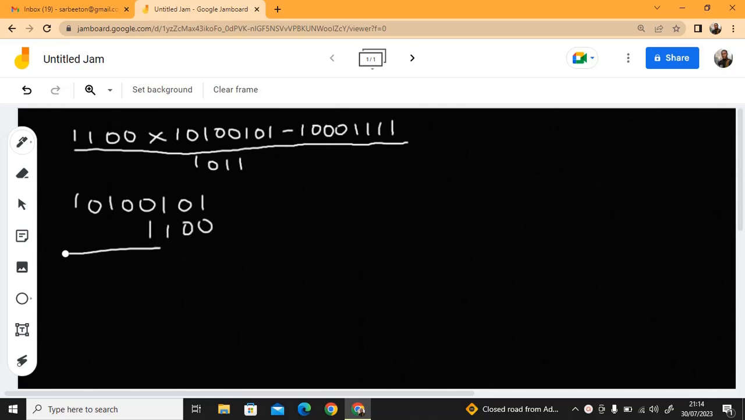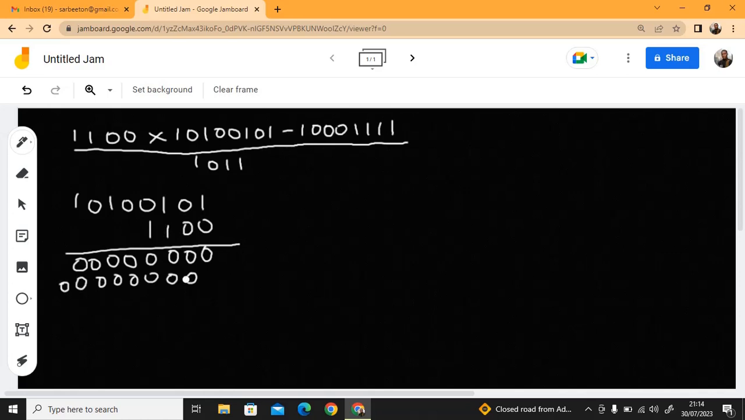So let's multiply this together. 0 times 1 is 0. This is going to be 0 0 0 0 0 0 0. Right, that will be 8 0s: 1 2 3 4 5 6 7 8. The same thing, 0 times everything here. You're going to have 0 0 0 0 0 0 0, then 0.